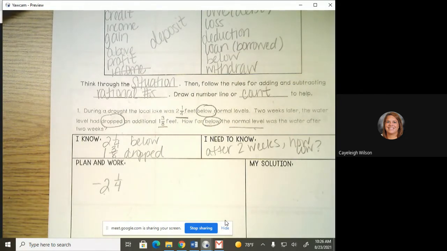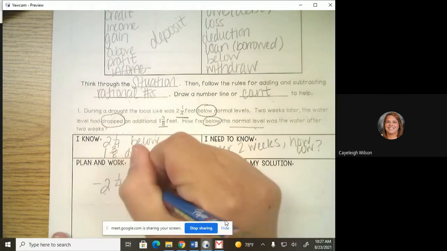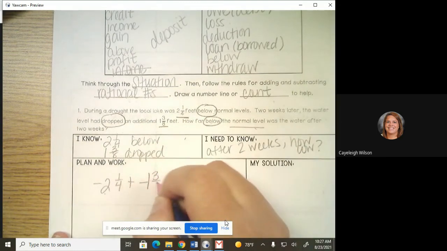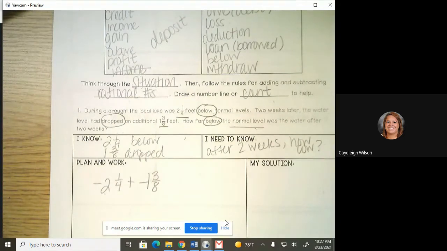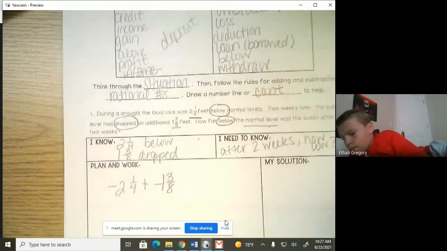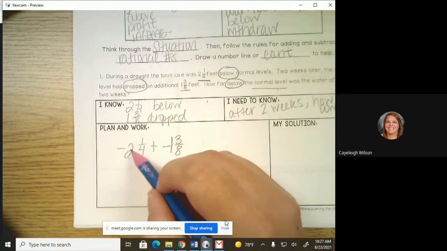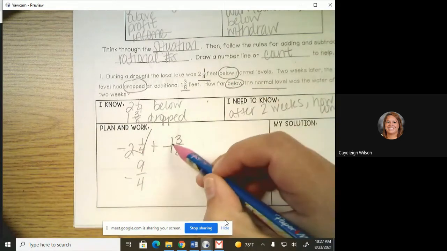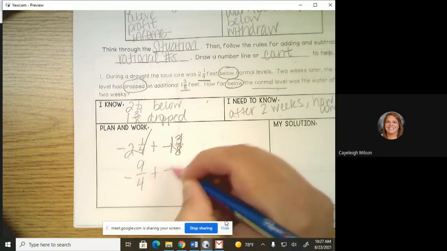Okay. And then we know that it dropped another 1 3/8 feet. So I know that I can add another negative 1 3/8 feet to that, because I know that it dropped another amount. So these are both negative because they both went down. So this is a same sign, add and keep, right? So I'm going to go ahead, since it's mixed numbers, and make them improper. So 2 times 4 is 8, plus 1 is 9. 1 times 8 is 8, plus 3 is 11.